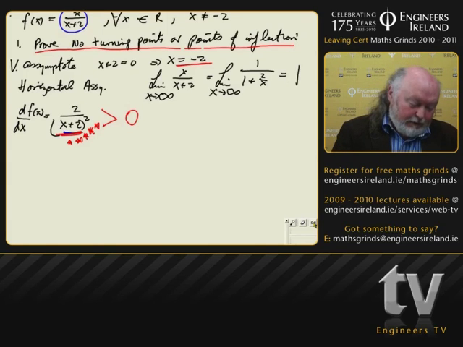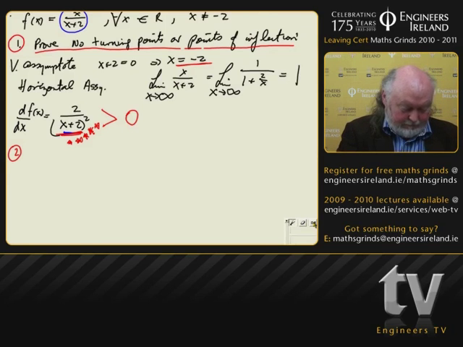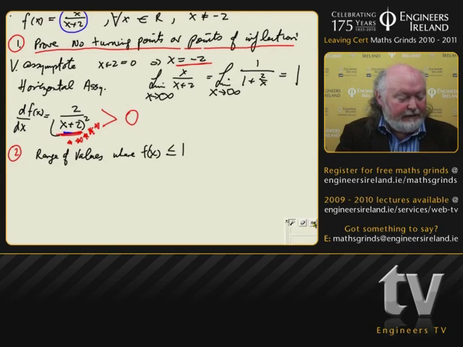Now, what else are they looking for in here? The second thing they've looked for: okay, where does f dash of x, where is it less than 1?